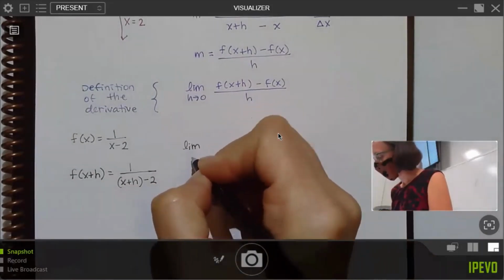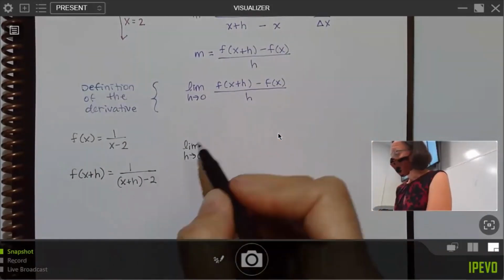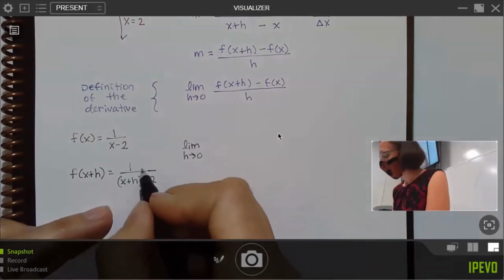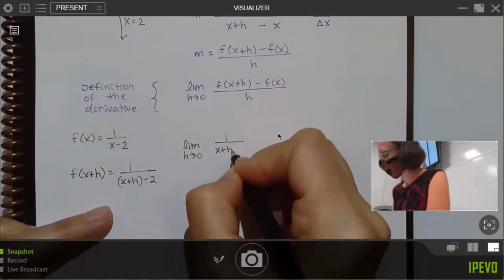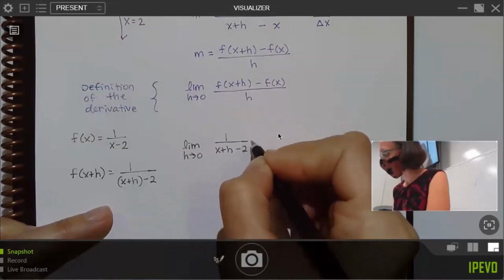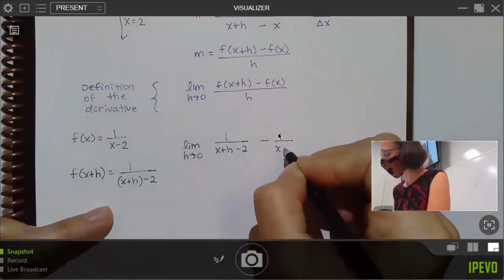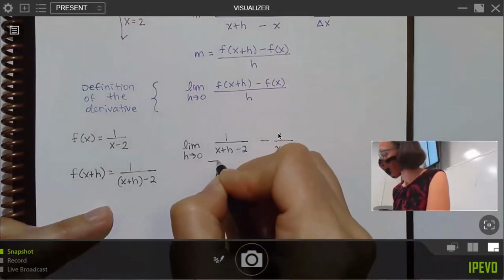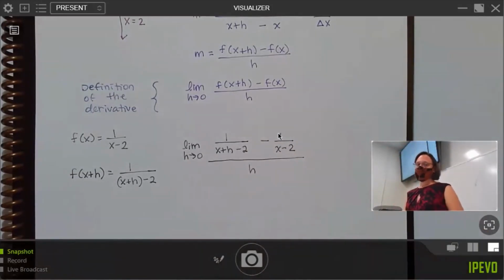So I'll have the limit as h approaches 0. I'll replace f of x plus h with its formula version for this particular function, which would look like 1 over x plus h minus 2. And then we'll subtract off, plugging in our formula version of f of x, which is 1 over x minus 2. And then the whole thing will be divided by h. Once you've written this piece, then all the same rules apply in terms of a limit problem.